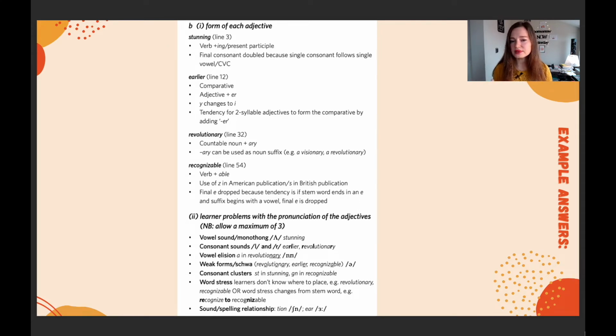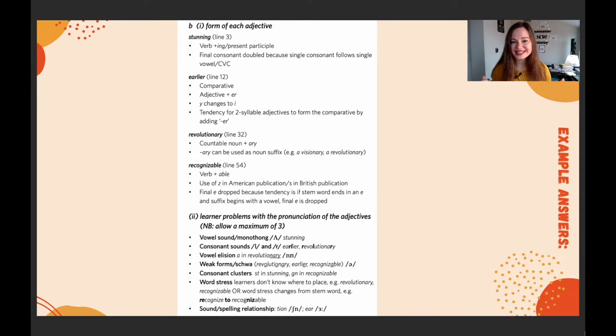Revolutionary. Countable noun with suffix -ary. -ary can be used as noun suffix, a visionary, a revolutionary. So here we can see some form features. Recognizable from line 54. Verb plus suffix -able. Use of z in American publication and s in British publication. Final E dropped because tendency is if stem word ends in an E and suffix begins with a vowel, final E is dropped, as we can see in this adjective.